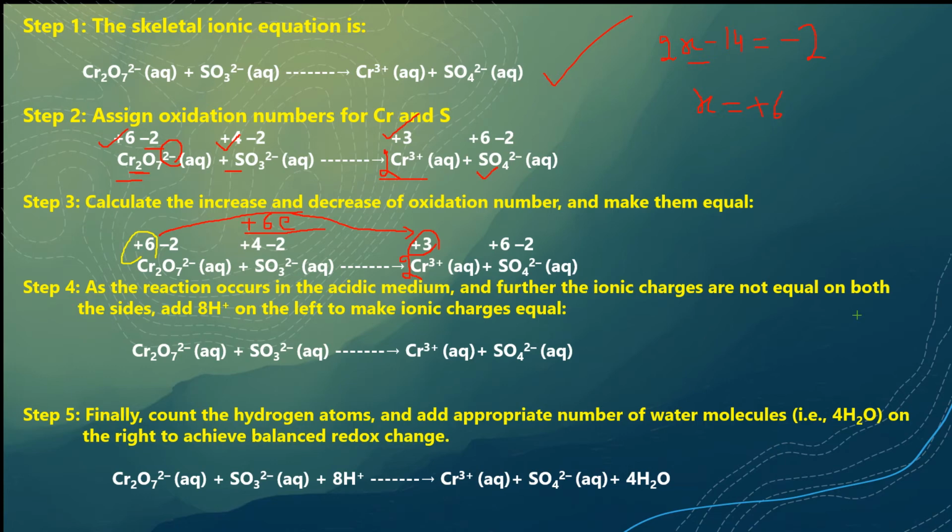Sulfur from +4 is changing to +6. It is losing electrons. How many electrons? 2 electrons, because there is only 1 sulfur. This I have identified: what is getting oxidized, what is getting reduced. Now, as the reaction occurs in acidic medium, we have written 2 here already. Okay, that is very important. As the reaction proceeds in acidic medium, we will be making use of H plus ions and water.